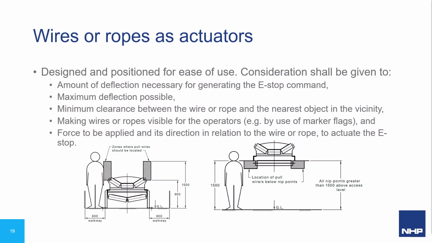Make sure the rope is clearly visible. This is generally done by the color of the rope, red. But if additional visibility is needed, then use marker flags, which can be red and yellow. Consider the amount of force required to pull on the rope in order to get the amount of deflection needed to actuate the e-stop. And this should be the force in any direction, such as along the axis or perpendicular to the axis.